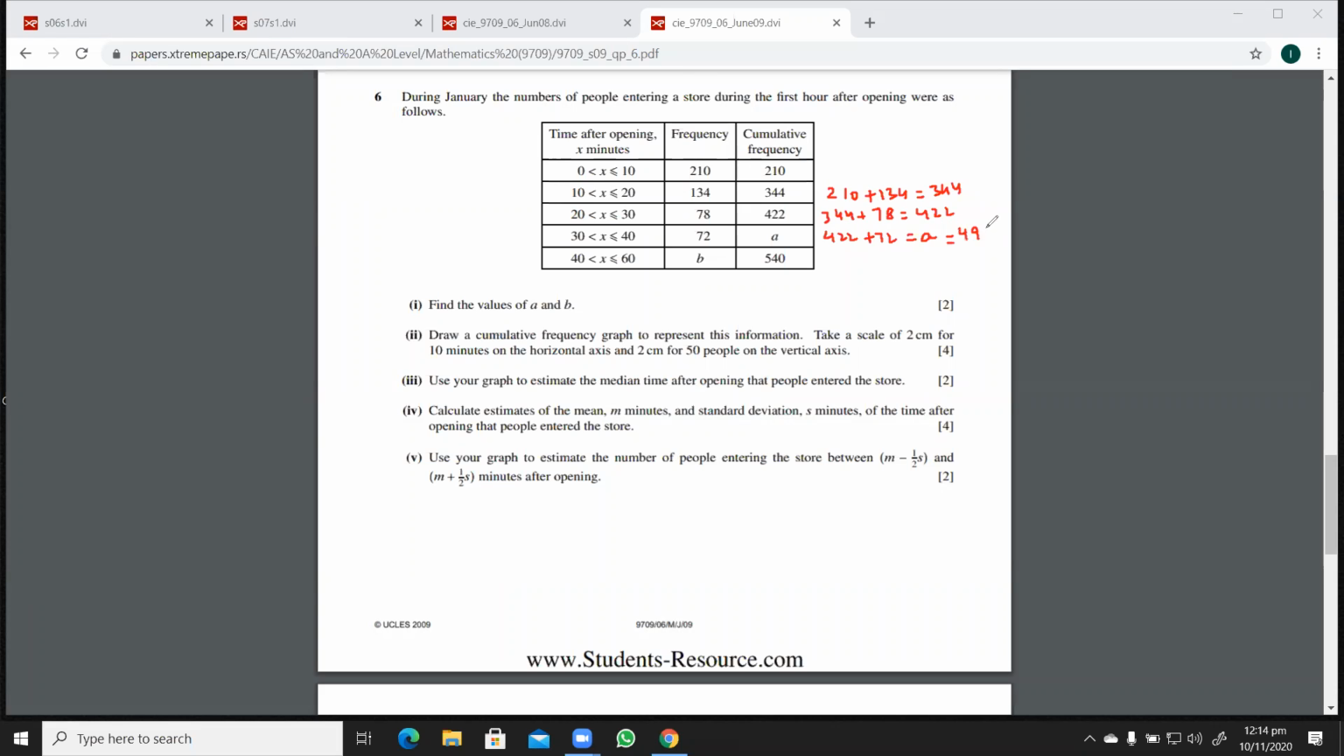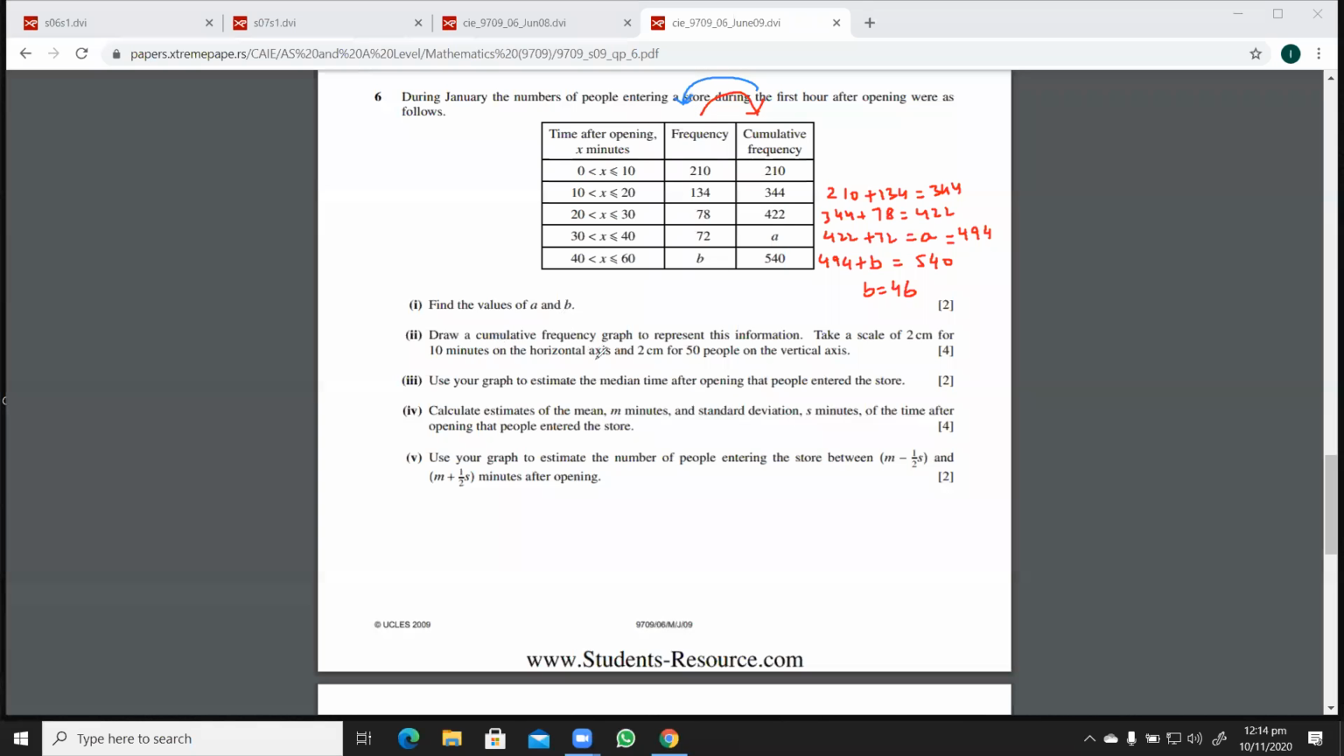494. Okay. And then this should be 494 plus B, that is equal to 540. So this is, I think, 46. Yes, B sir. This is going to be 46. So this is basically going from the frequency to cumulative frequency, and then going back from the cumulative frequency to the normal frequency over here.